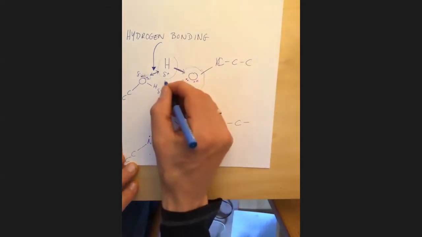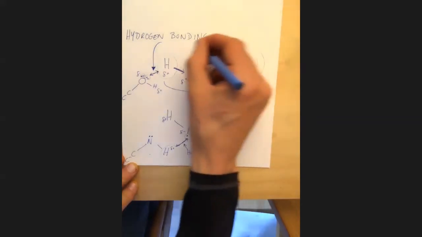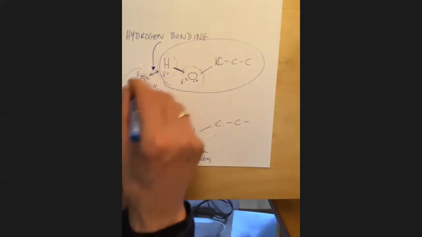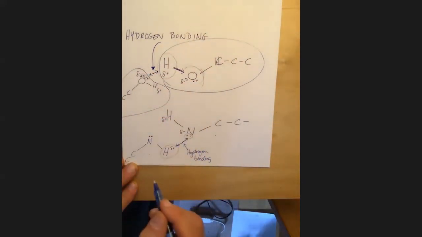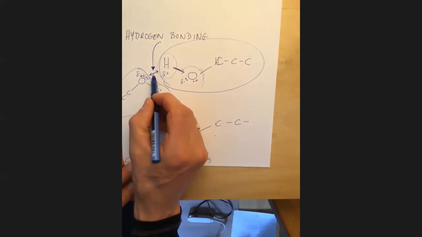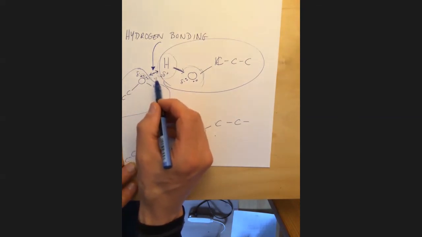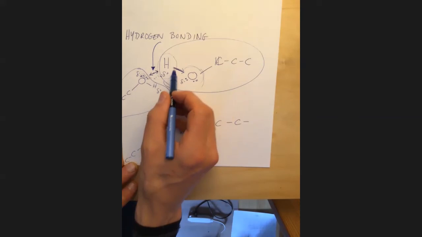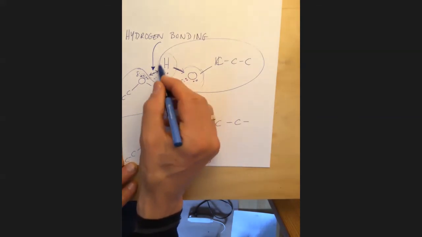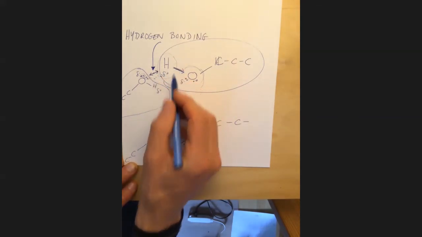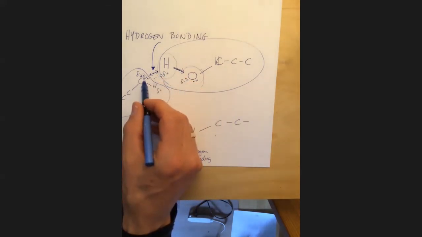Here is one molecule. Here is the second molecule. This hydrogen bond is helping to hold these two molecules together. And it comes from a slightly positively charged hydrogen being attracted to lone pairs of electrons on something that is pretty electronegative.